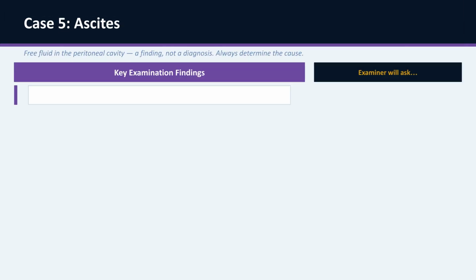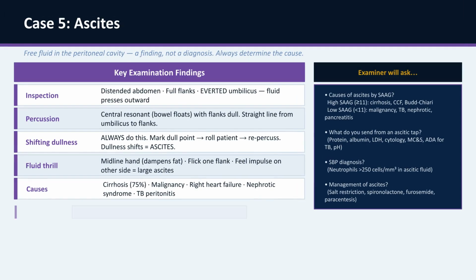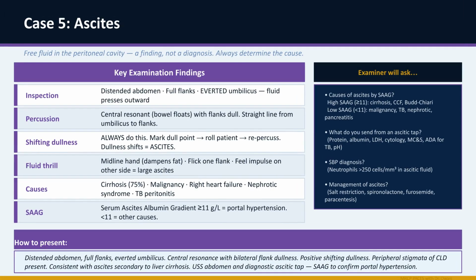Case 5. Ascites, free fluid in the peritoneal cavity. Ascites is not a diagnosis, it is a finding. The examiner will expect you to find it, and then immediately ask about the cause. Common causes: portal hypertension from cirrhosis accounts for approximately 75% of all ascites.